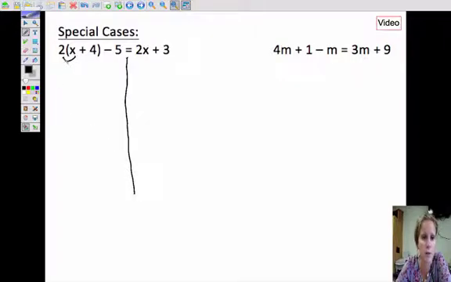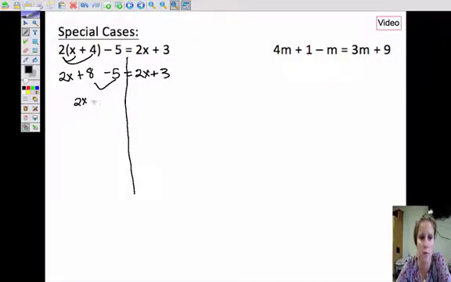So I'm going to start with distributing. Distribute my 2, so I have 2 times x is 2x plus 2 times 4 is 8, and then minus 5 equals 2x plus 3. Always a good practice, best practice, to just write out each step as you go. So then I'm going to add like terms. So I'm going to have 2x plus 3 equals 2x plus 3. Now, notice that 2x plus 3 equals the same thing.